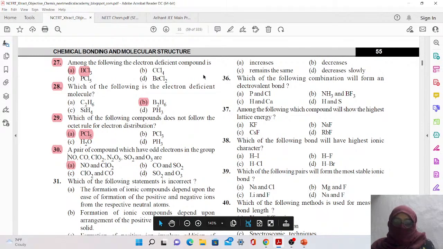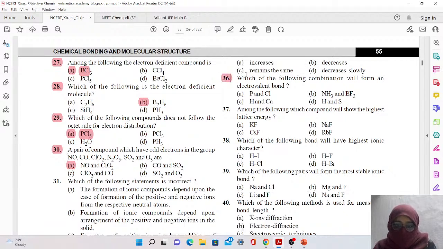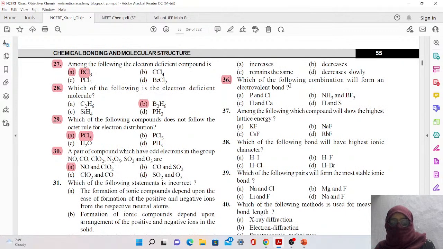So we'll do 36 also. 36 has a new question. Which of the following combinations will form an electrovalent bond? Do you know what an electrovalent bond is known as? My dears, those who are watching, please answer: what do you mean by electrovalent bond?